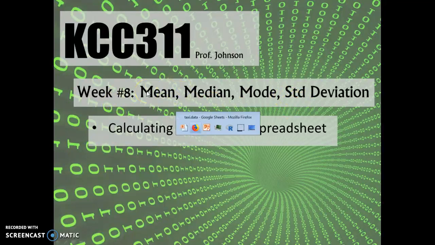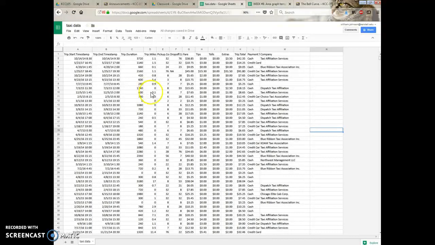We know how to do that by hand, but what if we're dealing with big data sets? We've got to make sure we have technology tools to help us along the way. So here is a big data set. Taxi data from the city of Chicago. From 2013 to 2017, I found all the taxi ride data. This is only 5,000 of those rides because the entire data set's over 100 million.